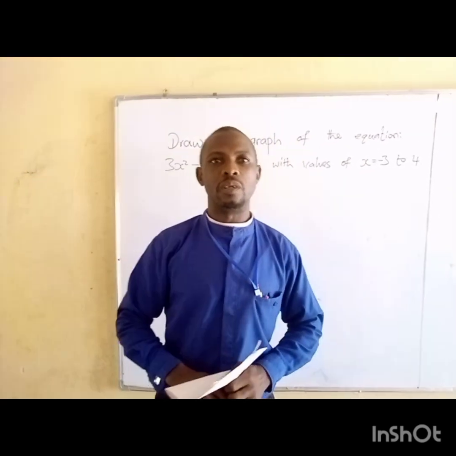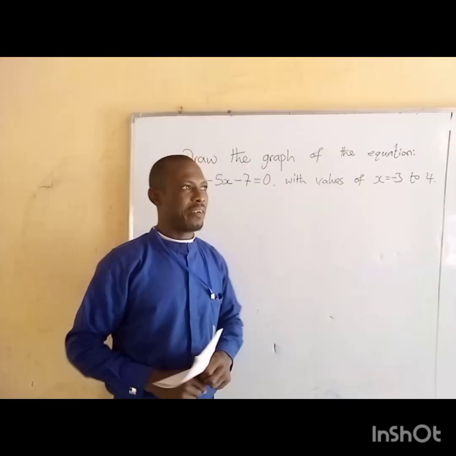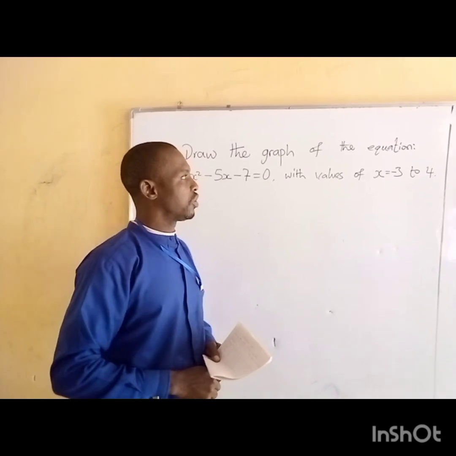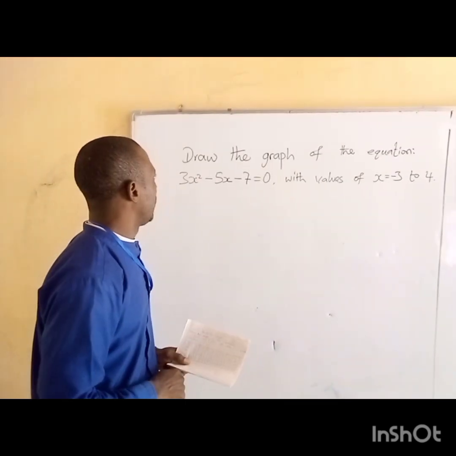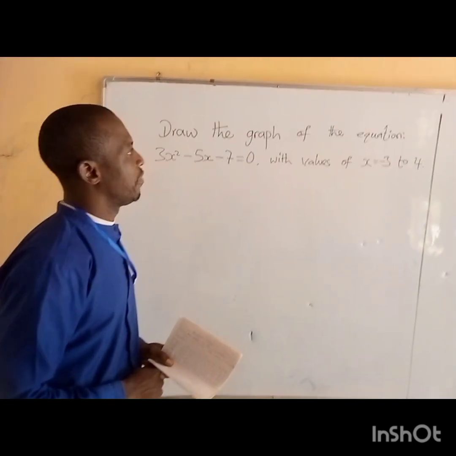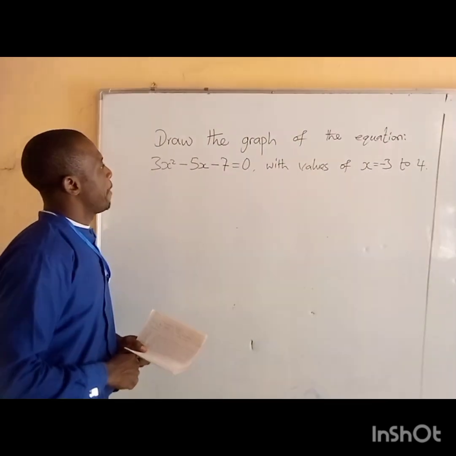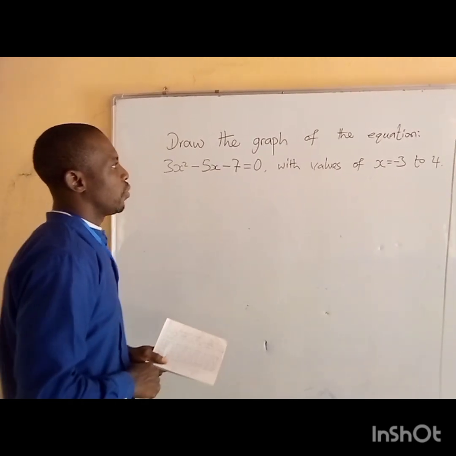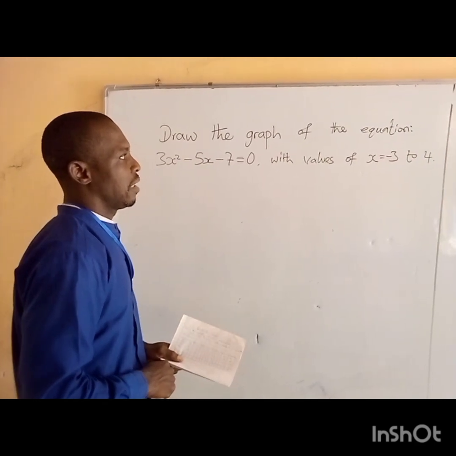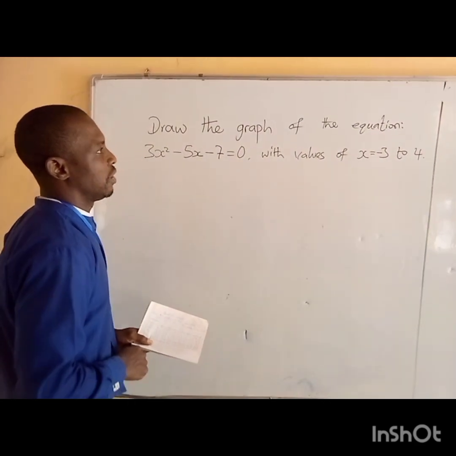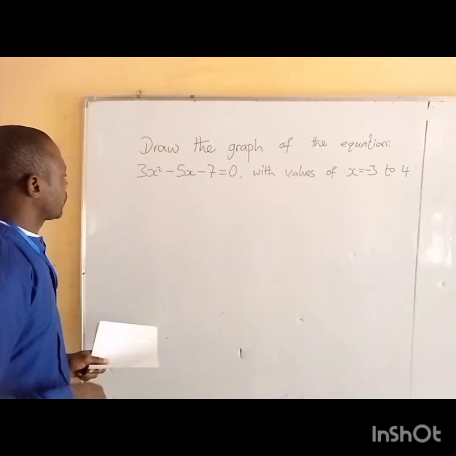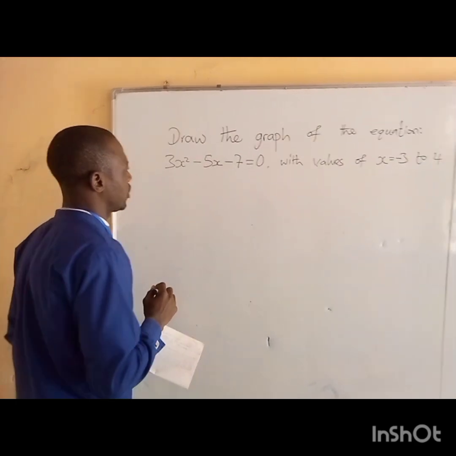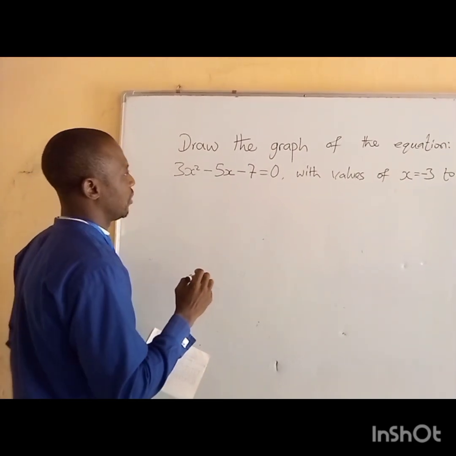In this episode, we'll be looking at quadratic graphs. We have a very simple question on the board, which I'll use to illustrate how to plot a graph. The question says, draw the graph of the equation 3x squared minus 5x minus 7 equal to 0 with values of x equal to -3 to 4. Now, we are asked to plot a graph for this equation, 3x squared minus 5x minus 7.